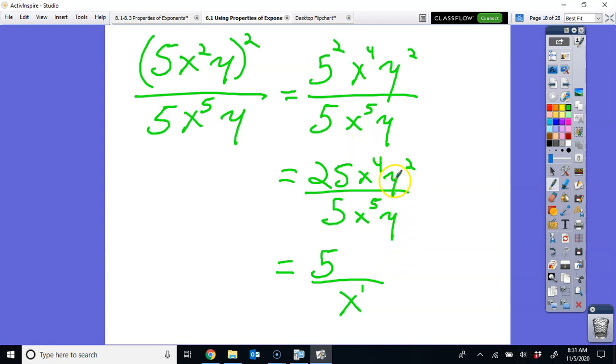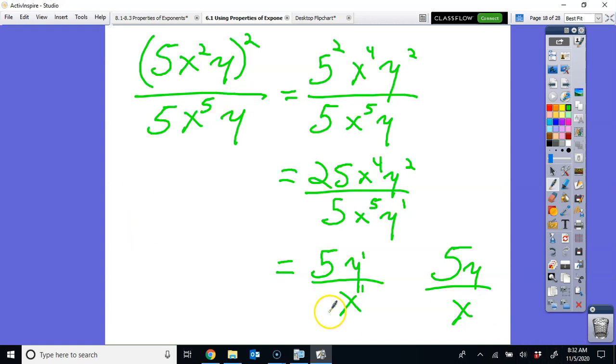The y squared and the y to the 1st, the bigger one's on the top. So we're going to leave it on the top. It's 2 minus 1 is y to the 1st, or y. Like I said, you don't have to leave the little 1 and the exponent there. You can just put 5y over x.